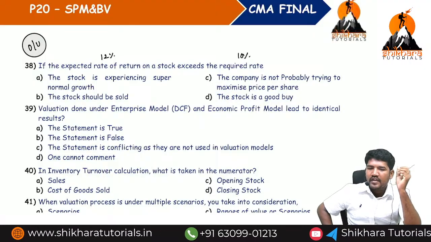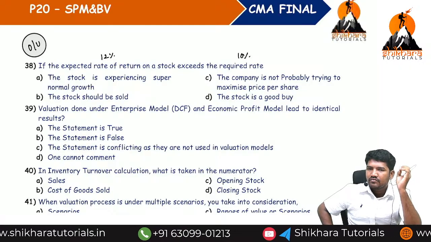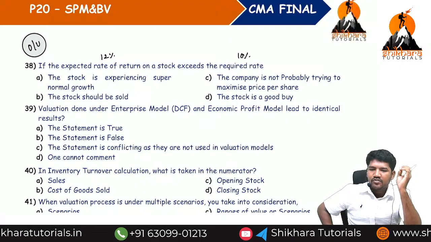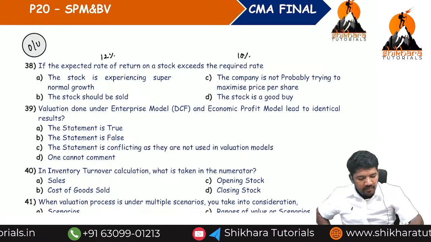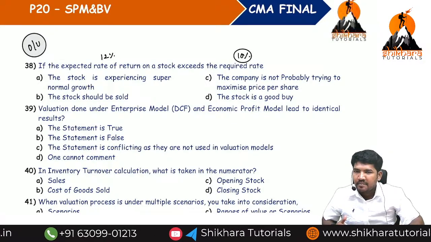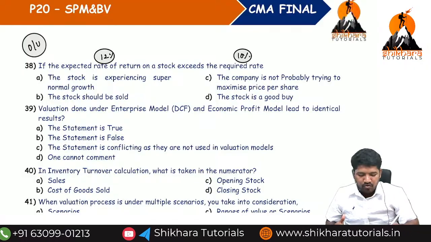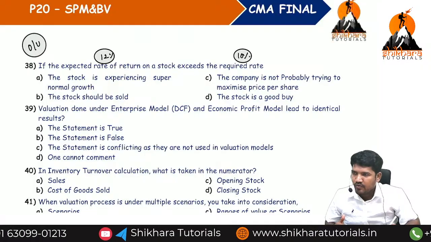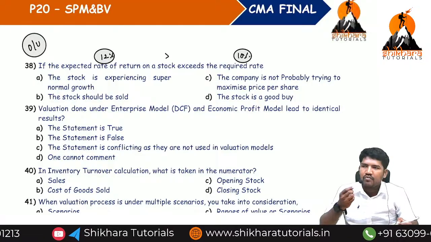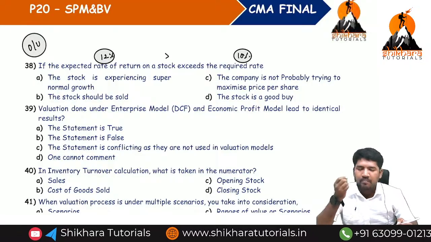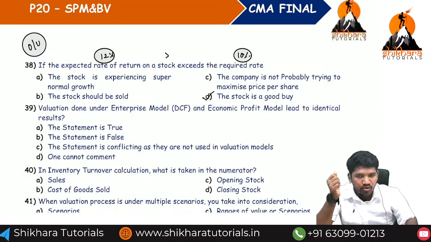Expected rate of return of the stock exceeds the required rate. Minimum that the company generates, how much, sir? 10%. But what are you expecting? 12%. Are you clear, sir? So if your calculation part is greater than 12%, you are expecting minimum 10%. If it exceeds, it means the value of the share is better now. If you purchase that share, I will get 2% extra. Now the answer is the stock is good to buy.